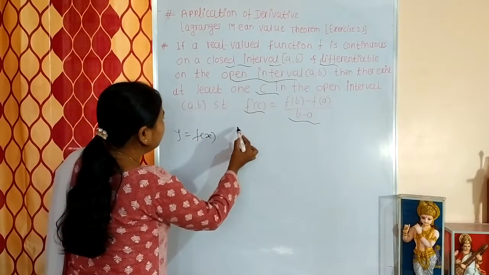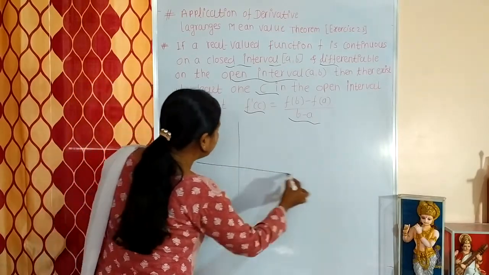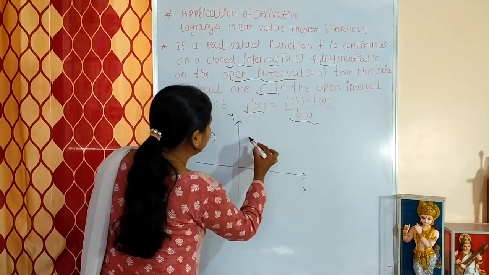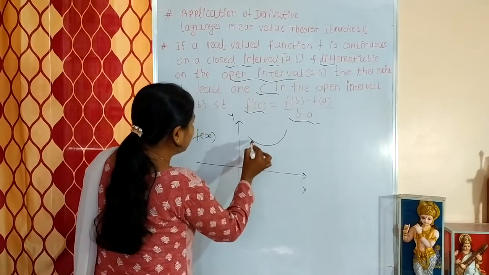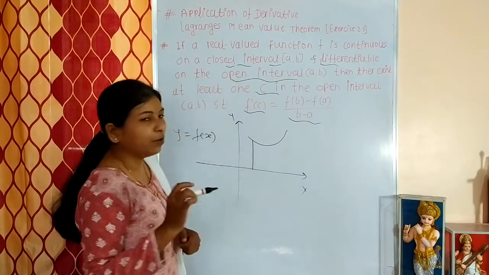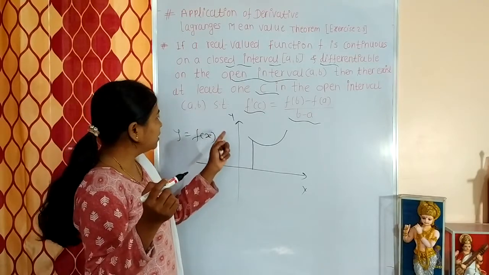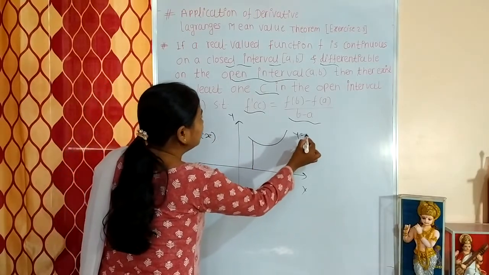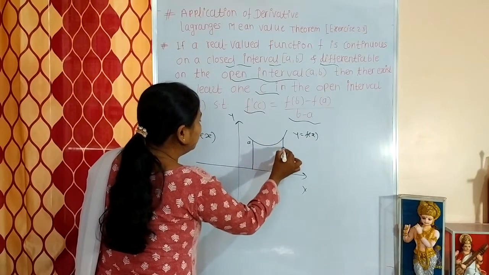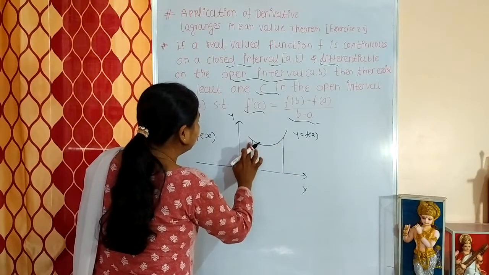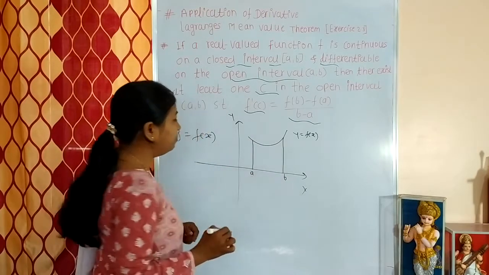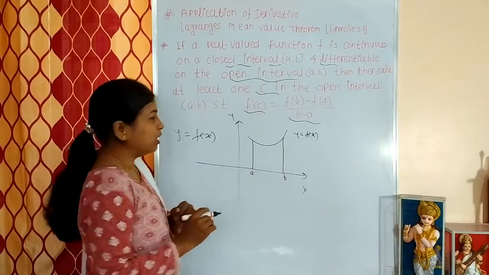Then this curve y is equal to f of x on this xy plane, this is the x axis, this is the y axis, and this is the curve. Consider the curve y is equal to f of x with its endpoints a and b, here is the point a and here is the point b.